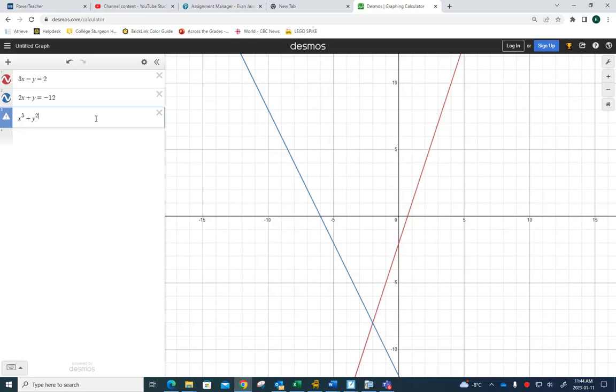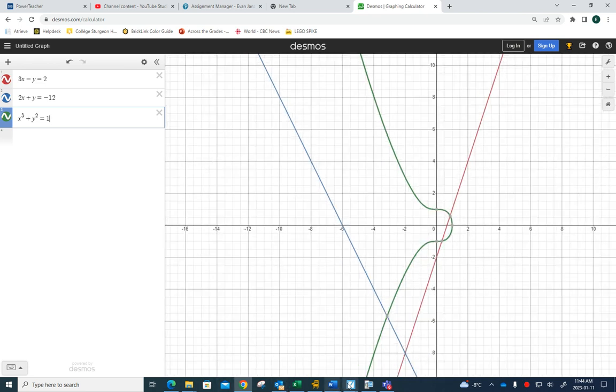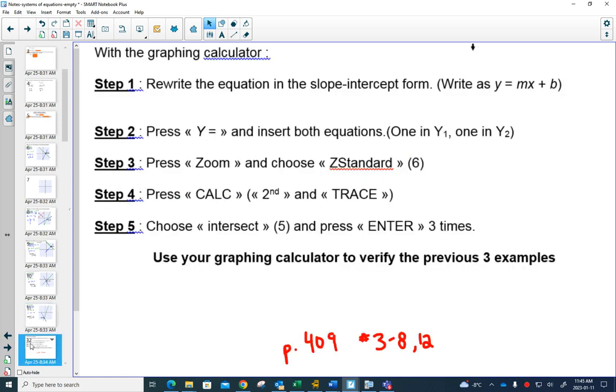I don't know. Maybe you want to play around and woo! That's cool. It's like a pimple. I don't know. So there we go. Play around with equations. And those instructions are there. You can graph all the previous examples, either with Desmos or with your graphing calculator to check.